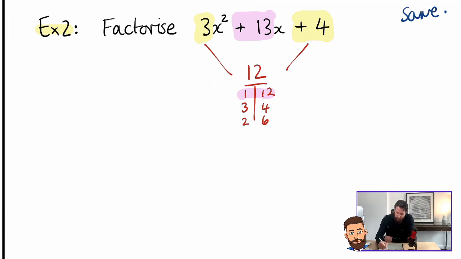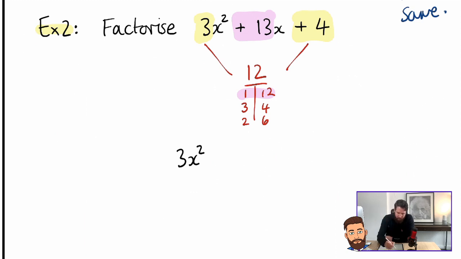Now, this is where you can make that decision. We're going to rewrite the quadratic, 3x squared. We get to make a decision now. Do I want to put the 1 with the 3 or with the 4? Do I want to put the 12 with the 3 or with the 4? It doesn't matter. 1 goes with any number, and 4 is a factor of 12, and 3 is a factor of 12. So in this instance, there is no preferred order.